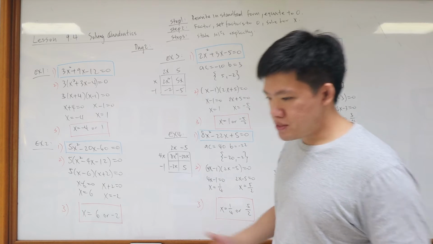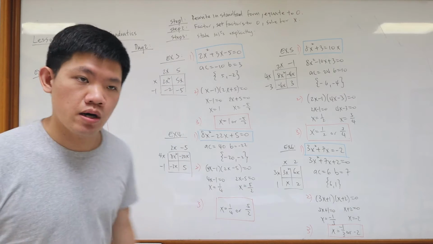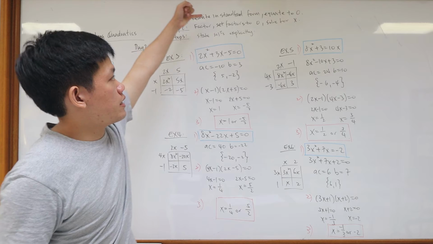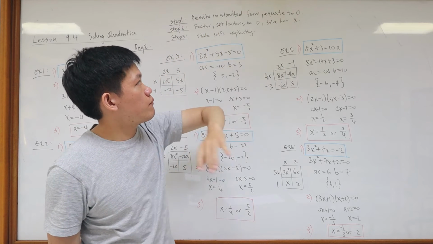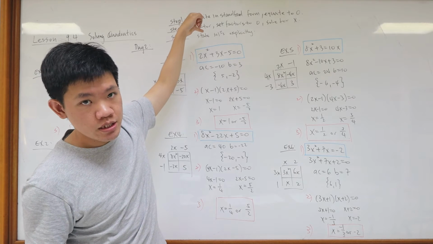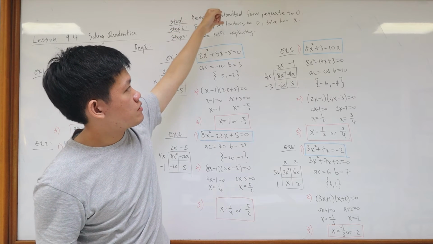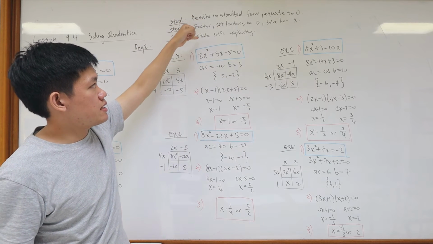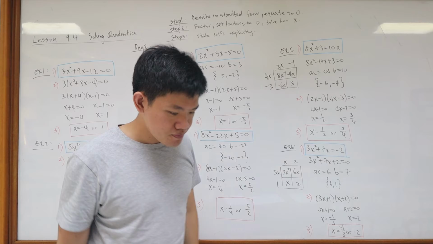Okay, so the general procedure for factoring these types, or solving in this case, is the same. First, we write it in standard form, equated to 0. Step number two, factor the equation that you have, then set the factors to 0 and solve for x. And step number 3 is to state the solutions explicitly.